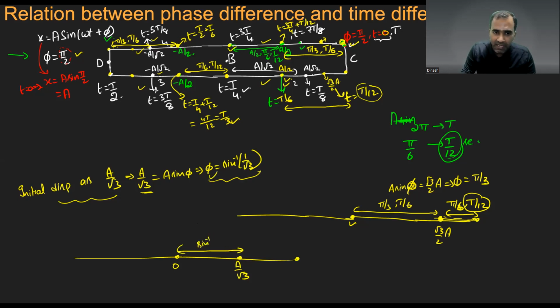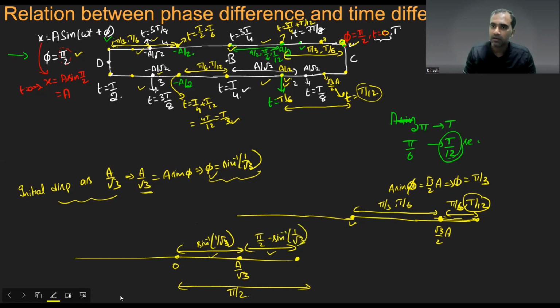This gap is how much? Sine inverse of 1 by root 3. Can someone tell me what is this phase gap between these 2 points? This total phase gap is pi by 2, no? This part is only sine inverse of 1 by root 3. So what is the remaining? From pi by 2, remove that, no? Following? Yes. Simple. If they have given some other amplitude where you can't find the exact angle, see, this is some angle.